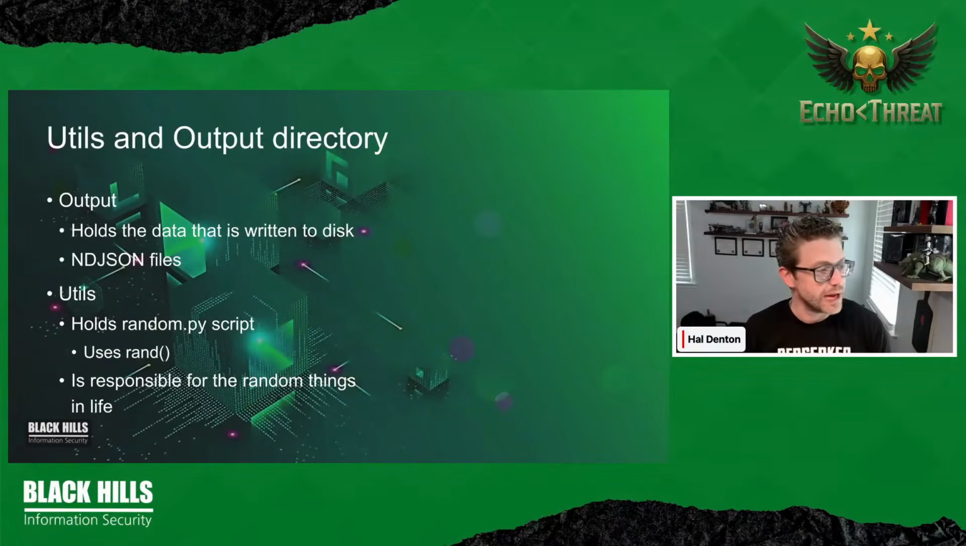To speed up some time here, I did lump these two directories together. We have the utilities and output directories. When we talk about outputs, it's output, right? We're sending stuff somewhere, and when we're writing to disk, everything's being written in NDJSON file format. Then the utilities folder holds the random.py script and uses that ran function, and is responsible for all the random things.